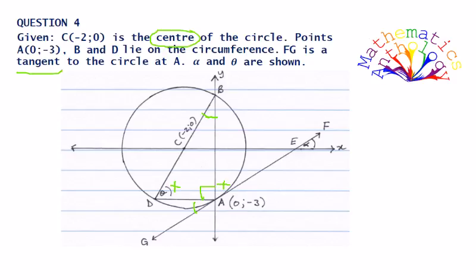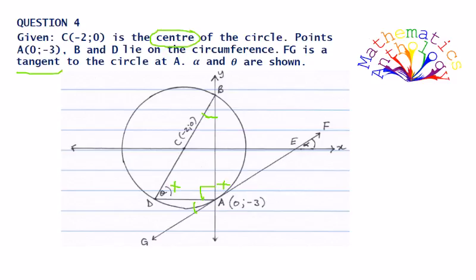We keep reading. FG is a tangent to the circle at A. So the word tangent there should bring the tan chord theorem to your mind. Let's look for a few tan chord theorems if we can find any. Angle GAD, I've marked as equal to angle B. That is the tan chord theorem. Your tangent is FG, your chord is AD, and AD subtends angle B at the circumference.